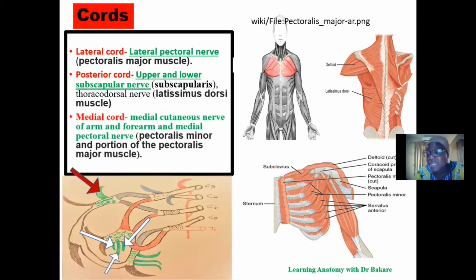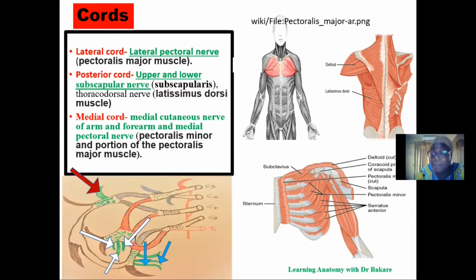Then going to the medial cord. Within the medial cord, we also have the emergence of a number of branches. We have the medial cutaneous nerve of the arm and of the forearm. This is the medial cutaneous nerve of the arm, and this is the medial cutaneous nerve of the forearm. This supplies cutaneous innervation of the arm and the forearm respectively.